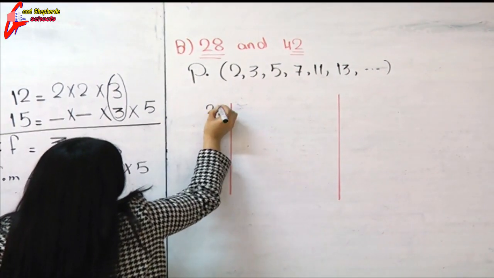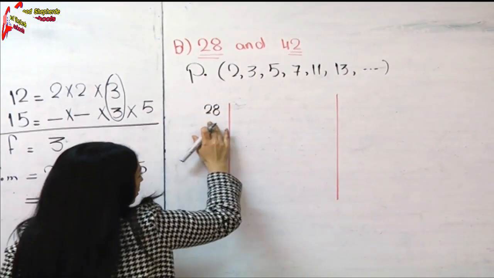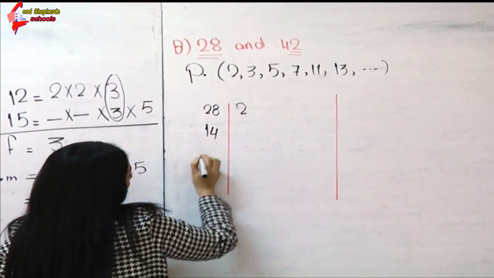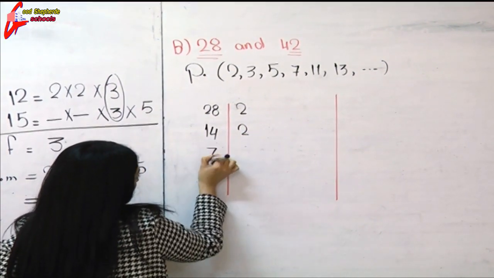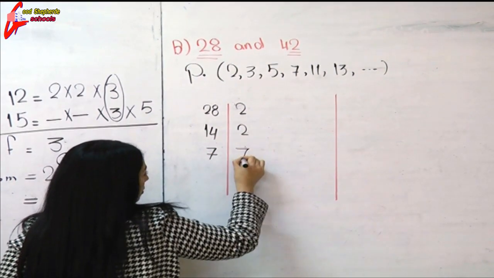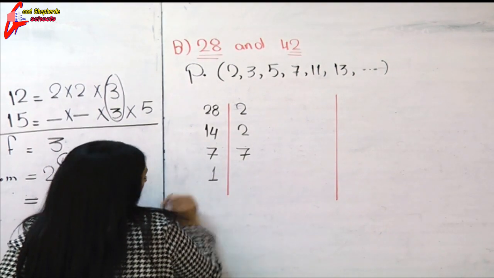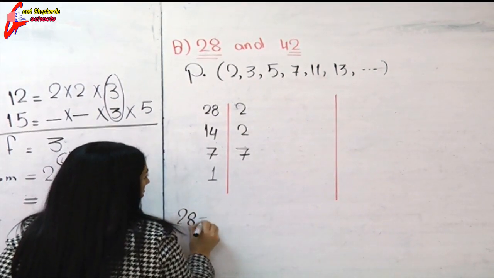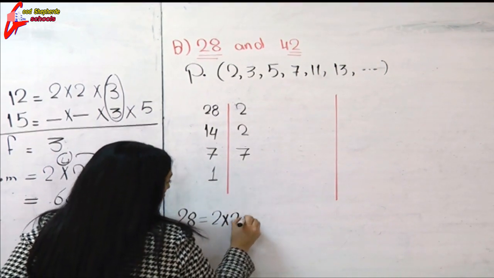Take 28 first. It's an even number. Try with 2, it gives you 14. Try with 2, it gives you 7. Try with which prime number it works with 7? 7 gives you 1. So 28 equals 2 times 2 times 7.